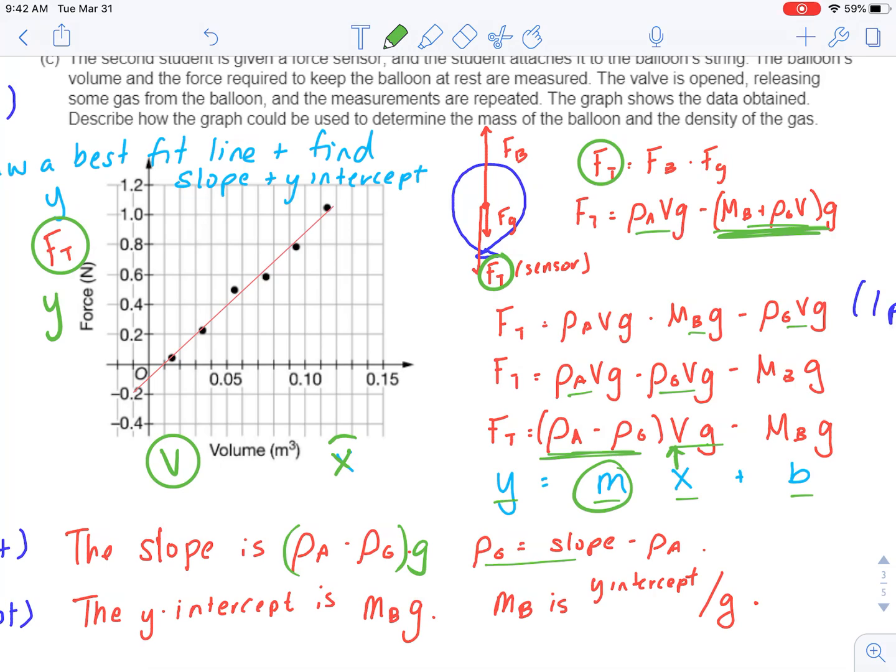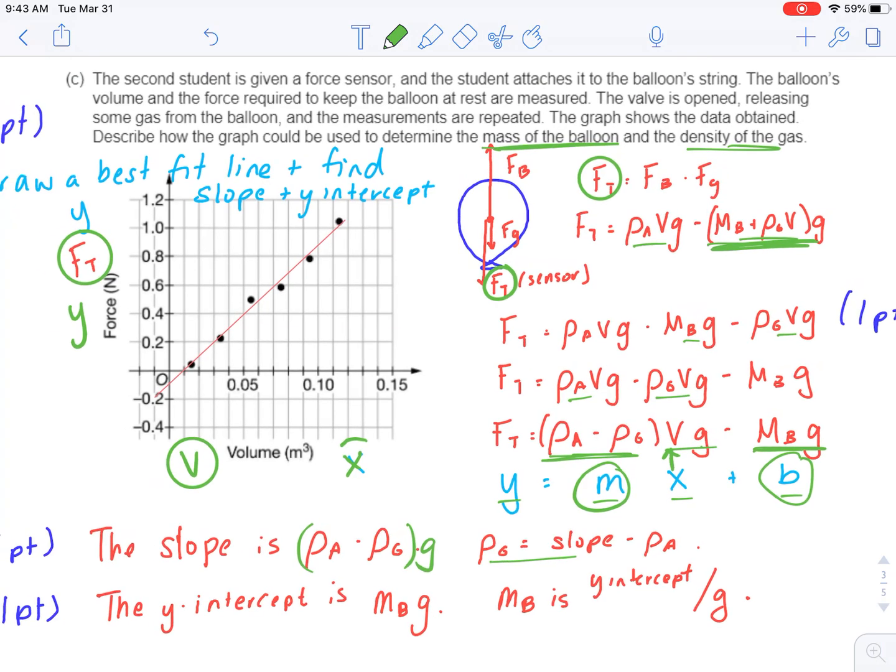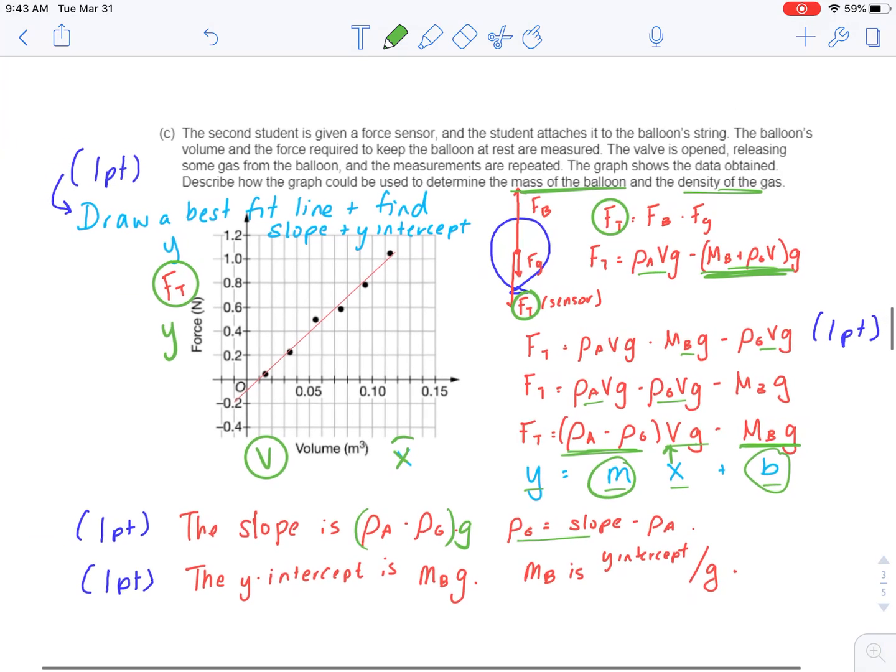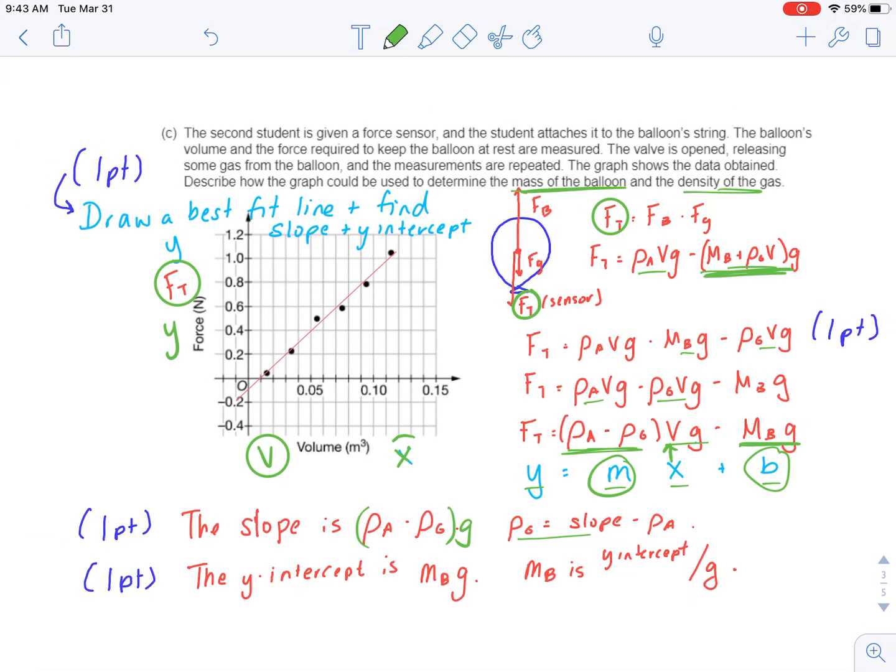And then the y-intercept is the mass of the balloon plus the string times g. So here's my y-intercept, and it's the mass of the balloon plus the string times g. So I could divide the y-intercept by g to get the mass of the balloon plus the string. So again, you have to say how you would get both the mass of the balloon and the density of the gas from the graph, and you get them from the slope and the y-intercept. And then this is how the points are distributed on that question.